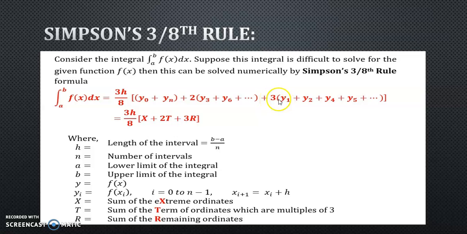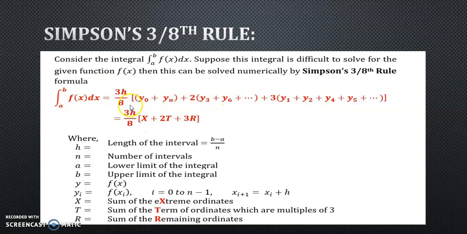So what are the remaining ordinates? y0 is gone, y3 is gone, so y1 is there, y2 is there, so y1 plus y2. y3 is gone, so y4 plus y5. y6 is gone, so y7 plus y8, and so on. It depends on how many values of y you have. So this is the Simpson's 3/8 rule.